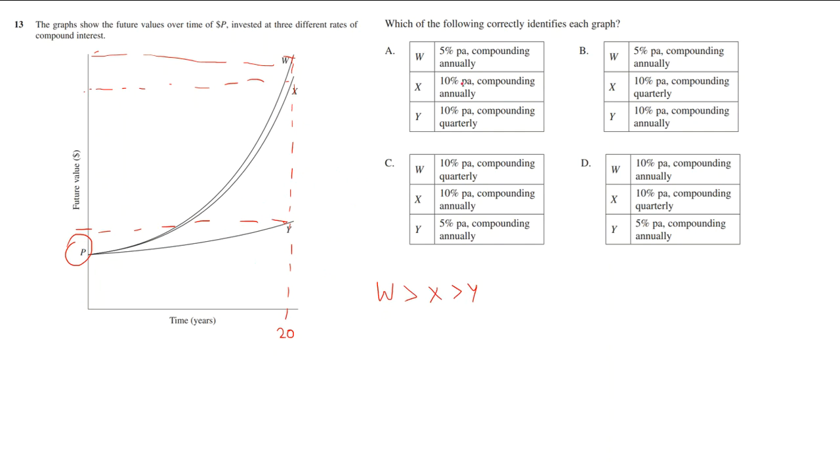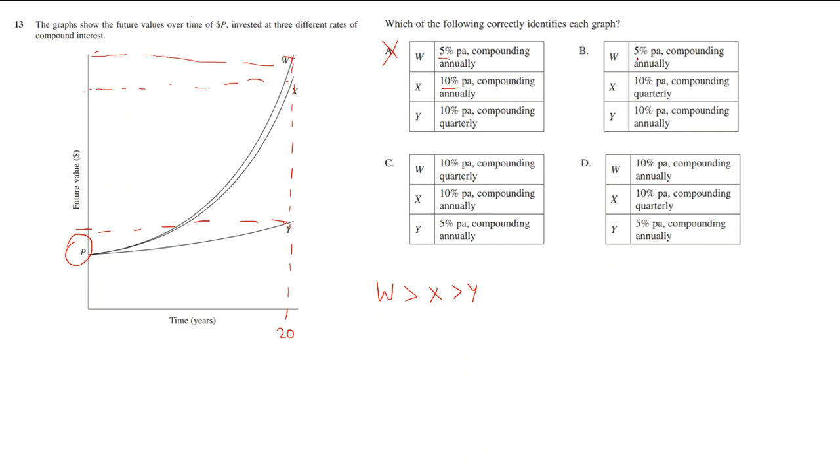Now coming to the question. Let's read each of the options and see which one of these fulfills this criteria. So here I'm being told that W is earning 5% annually, right? And X is earning 10% annually. So this can't be right because X is earning more, whereas from looking at the chart, I've already said that W is earning more than X. So this can't be right.